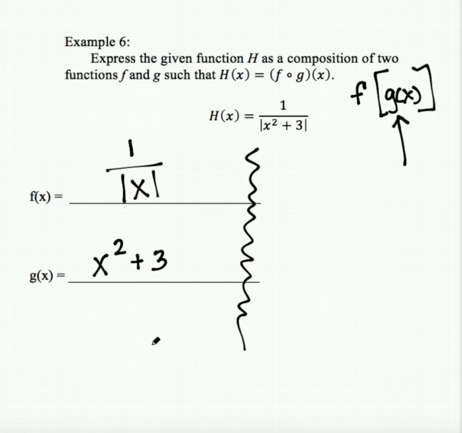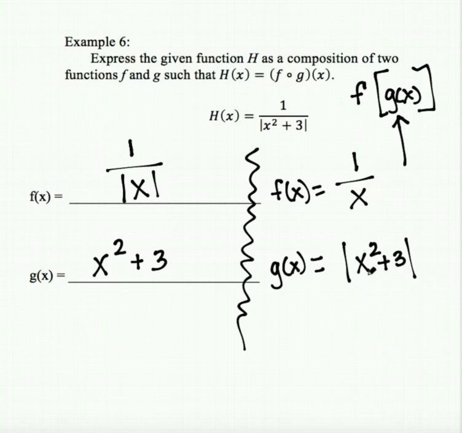So that's one answer. Now, another answer would be, all right, maybe you look at this entire composite function and you say, I think the inner part is absolute value of x squared plus 3. Then, what must my f function be? Well, what am I plugging that into? I would then be plugging that into 1 over x. So both of these are viable solutions to this problem. Okay, so keep in mind that you may come up with something different than your neighbor.